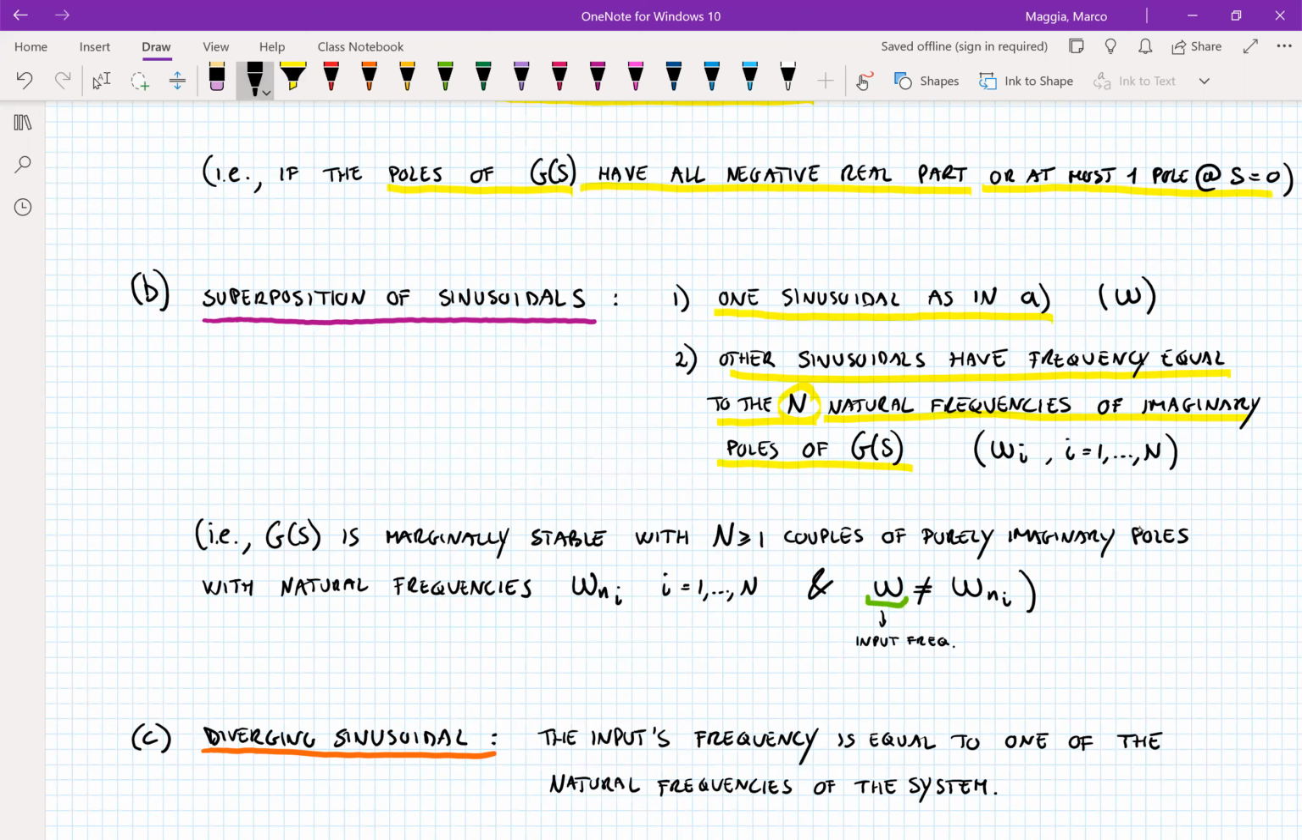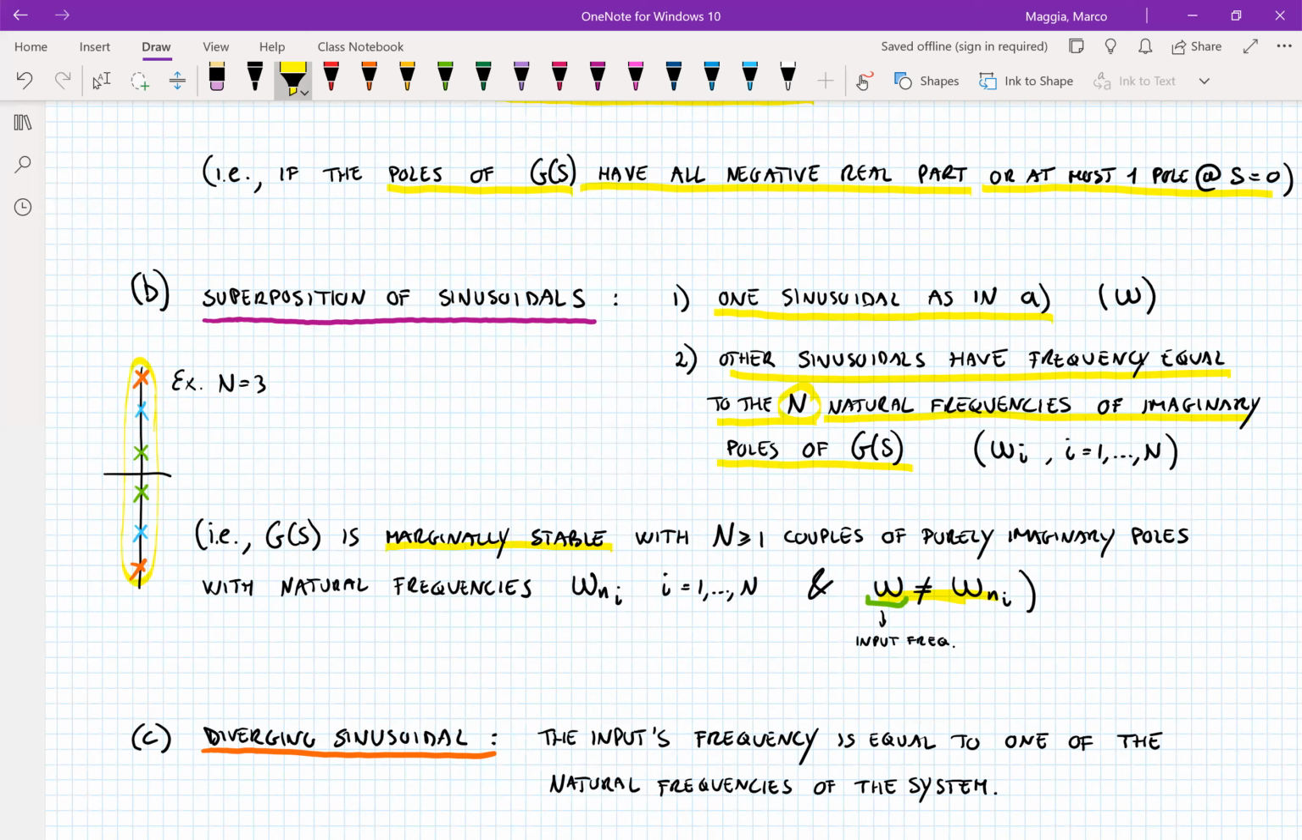For instance, the poles of G of S could be on the imaginary axis like so. So in this case, n is equal to 3. So of course, in this case, G of S is marginally stable. So the important thing is that the frequencies associated with the pairs of imaginary poles of G of S must not be equal to the input frequency.